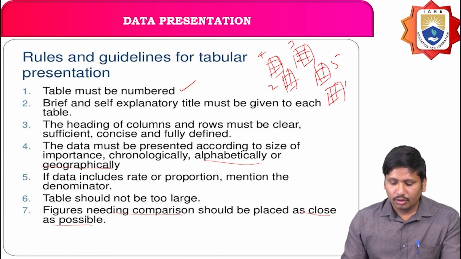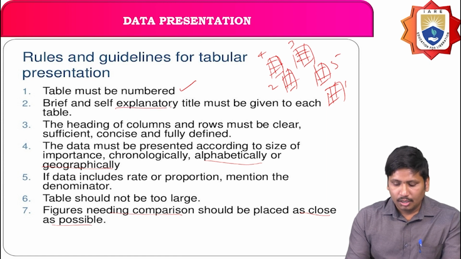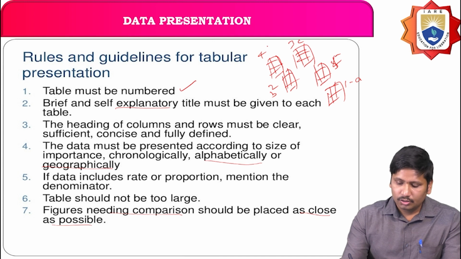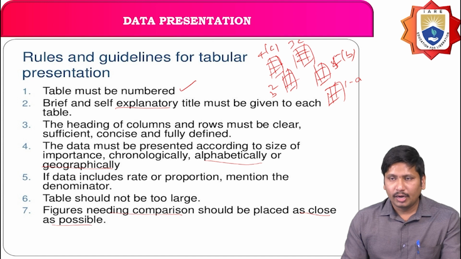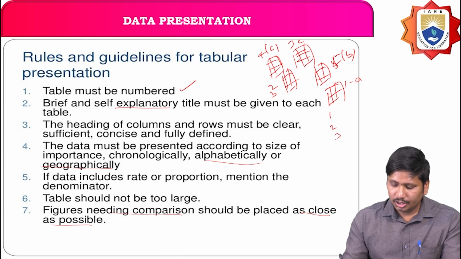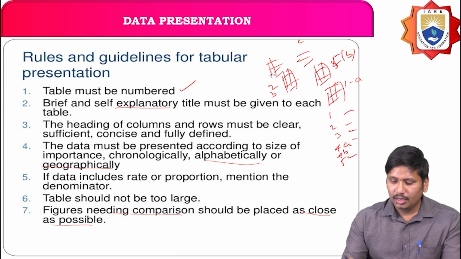Based on that, we have to give some explanatory title or brief title for the table. Let it be A, B, C, or suppose number 4 is there, so let it be 4A and then 4B, like that. You have to give some number as well as the title. Once the title and numbering are done, you have to arrange them in ascending order: 1, 2, 3, 4, 5, and then 4A, 4B, and 5. Like this, we have to arrange all the tables in ascending order very clearly.